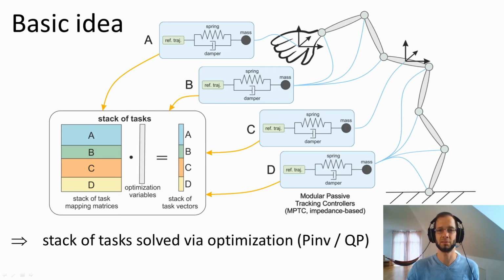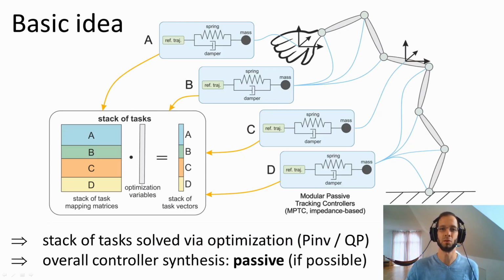Now the stack of tasks is solved via an optimization. So, for example, using a pseudo-inverse or a quadratic program. And the most critical point is that the overall controller synthesis is passive, if possible at all. In contrast to inverse dynamics, MPTC is not only nice in theory, but also in real-world settings.